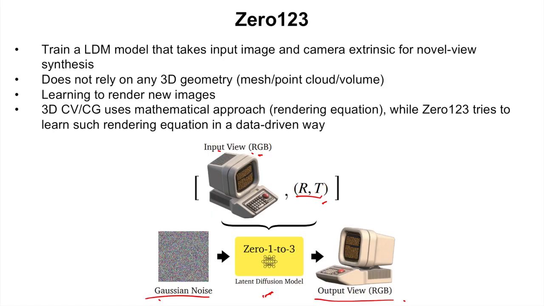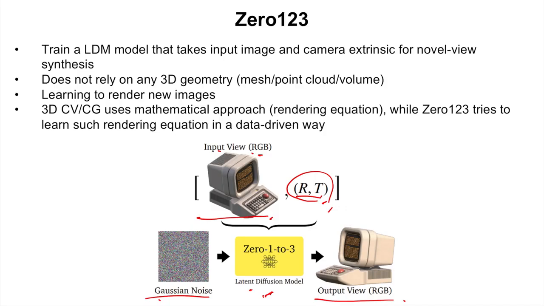In the classical way, we first need to reconstruct 3D assets from the input view image, right? We need to reconstruct a mesh, volume, anything from the input image into 3D space, and then we have camera parameters so that we can render a new image from the reconstructed 3D assets. That is the classical way of getting novel images, right?